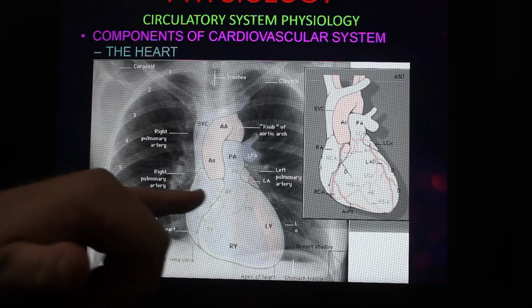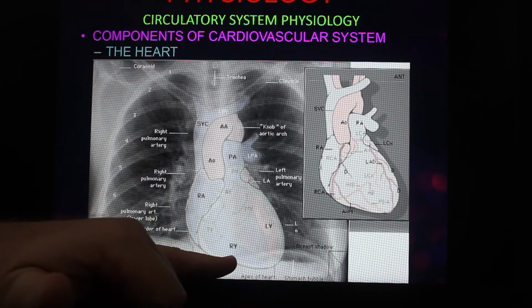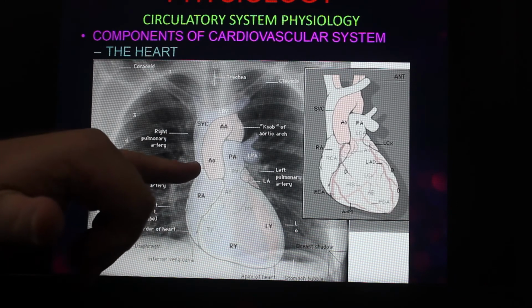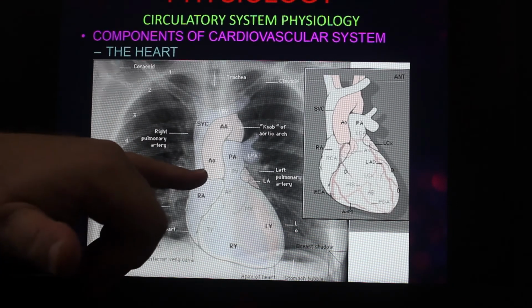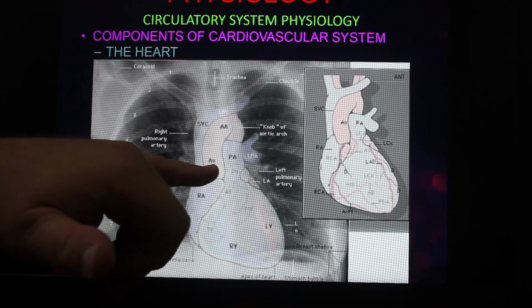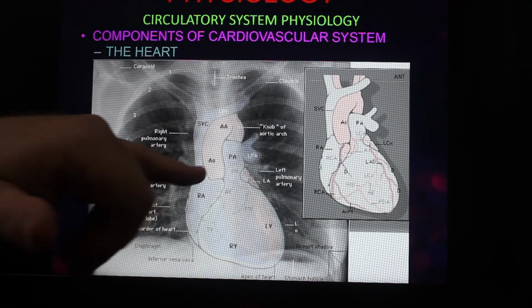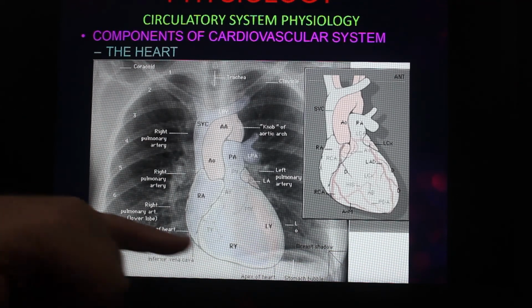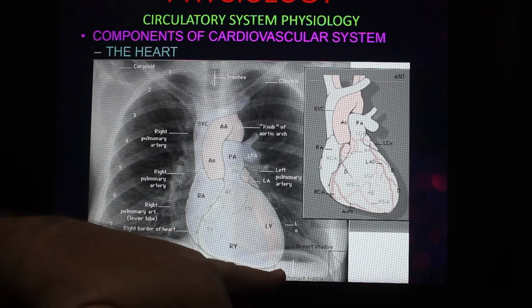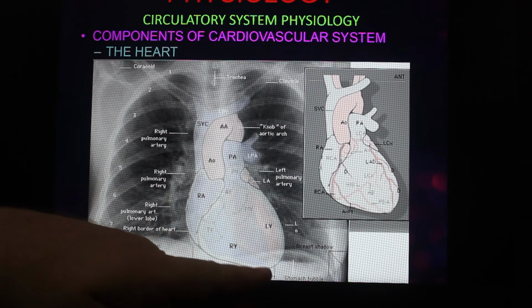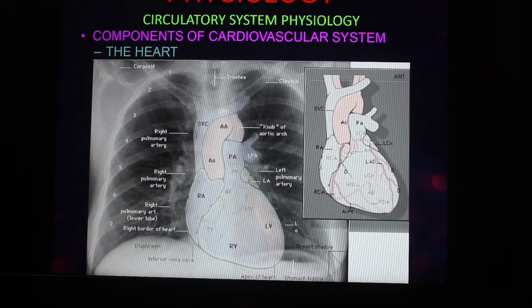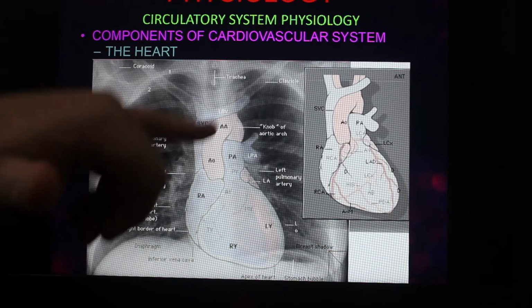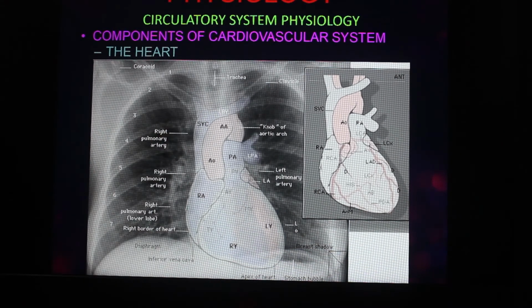So the heart sits on the diaphragm, and it is hung by its base from the great arteries arising from the heart, and the apex of the heart, which is this part, is kind of suspended from its base towards the apex in the mediastinal cavity.